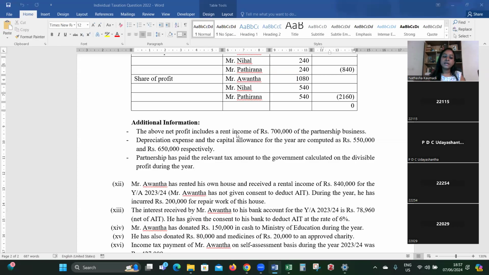And then it says depreciation expense and the capital allowance for the year are computed as 550,000 and 650,000 respectively. So now you know how to adjust capital allowance and depreciation. And then partnership has paid the relevant tax amounts to the government calculated on the divisible profit during the year. So whatever the profit they have to pay from the partnership as partnership tax, they have paid.